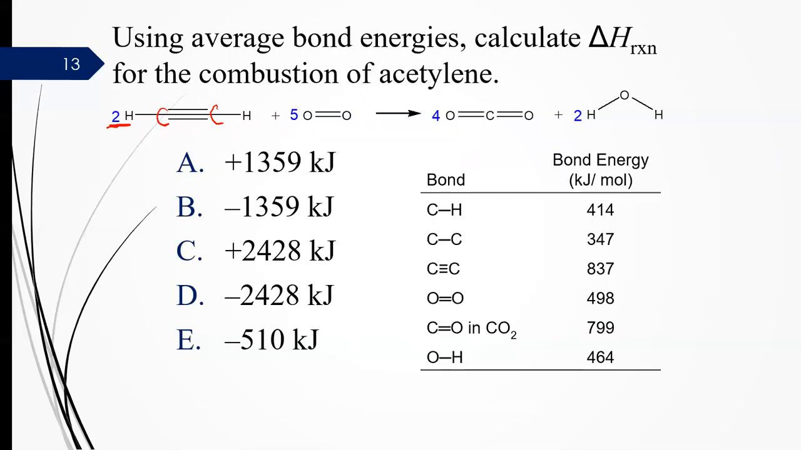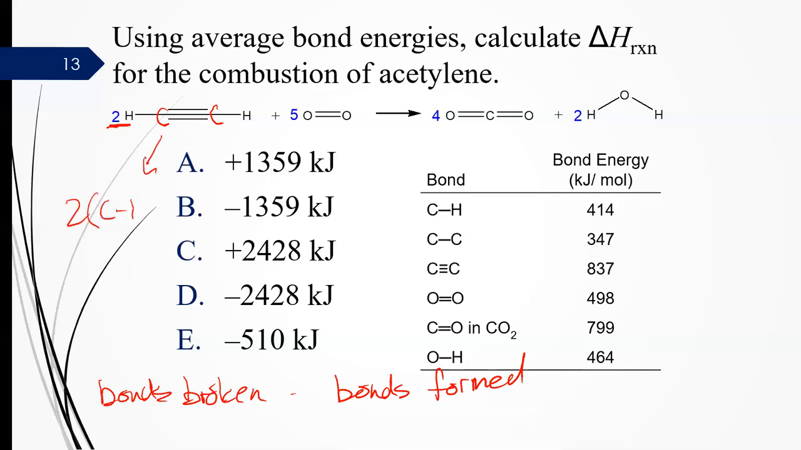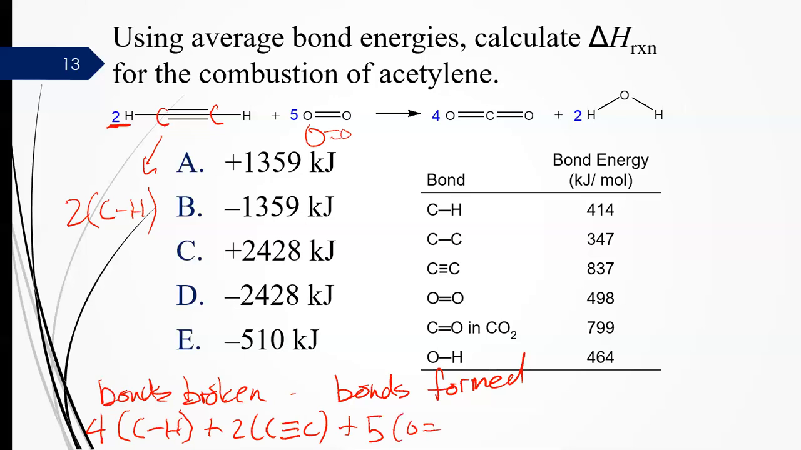So remember, for our bond energies, we want to think about bonds broken minus bonds formed. So for me to do this, I have to break the bonds from my reactants. So this one molecule has 2 C to H bonds, and we have 2 of those molecules, so there should be 4 carbon to hydrogen bonds. We have 1 C to C triple bond, and there's 2 of them, so we should have 2 triple bonds. We have 1 double bond of oxygen, and there's 5 of them, so we have those that we need to break apart.